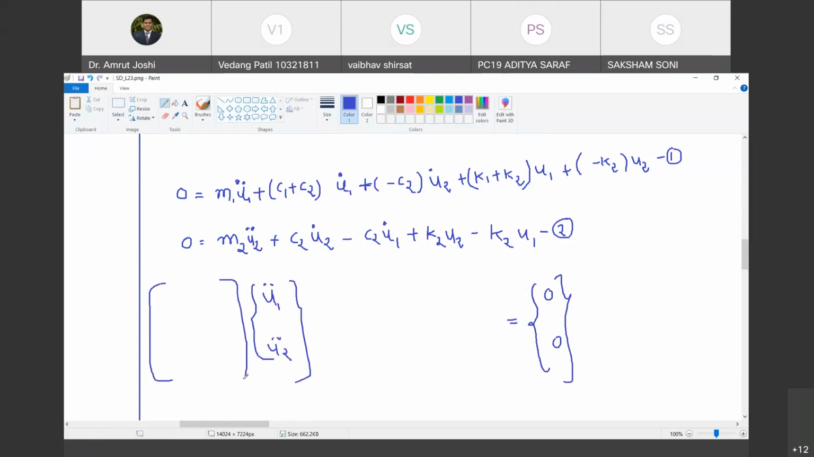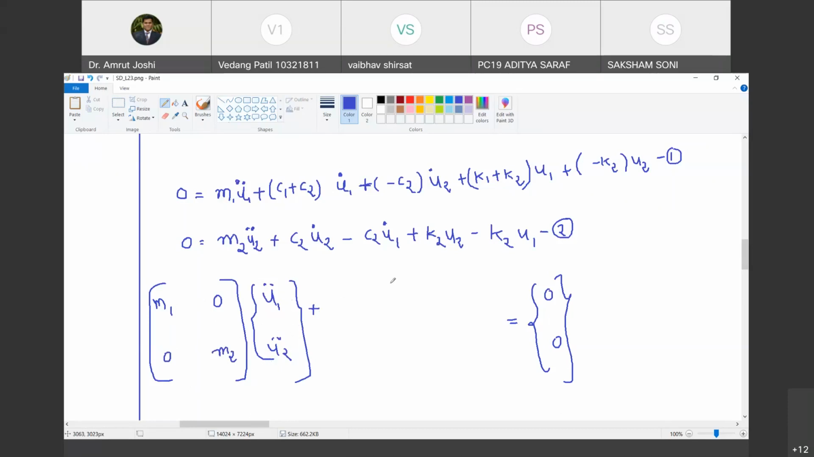So what is the term in u1 double dot in first equation? One. m1. What is the coefficient of u2 double dot in first equation? 0. What is the coefficient of u2 double dot in second equation? m2. And what is the coefficient of u1 double dot? 0. So this is the mass matrix. Yes. This is matrix of accelerations plus.